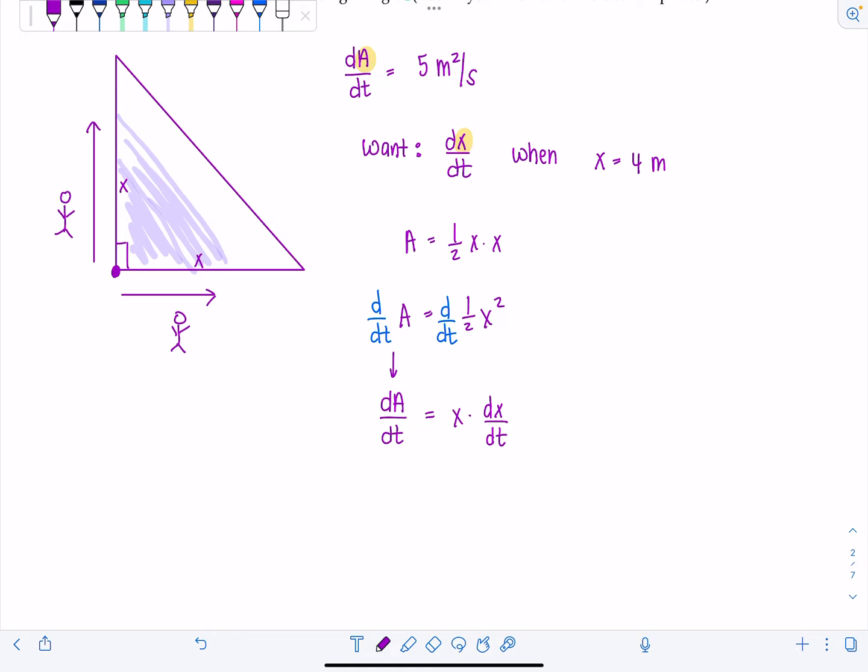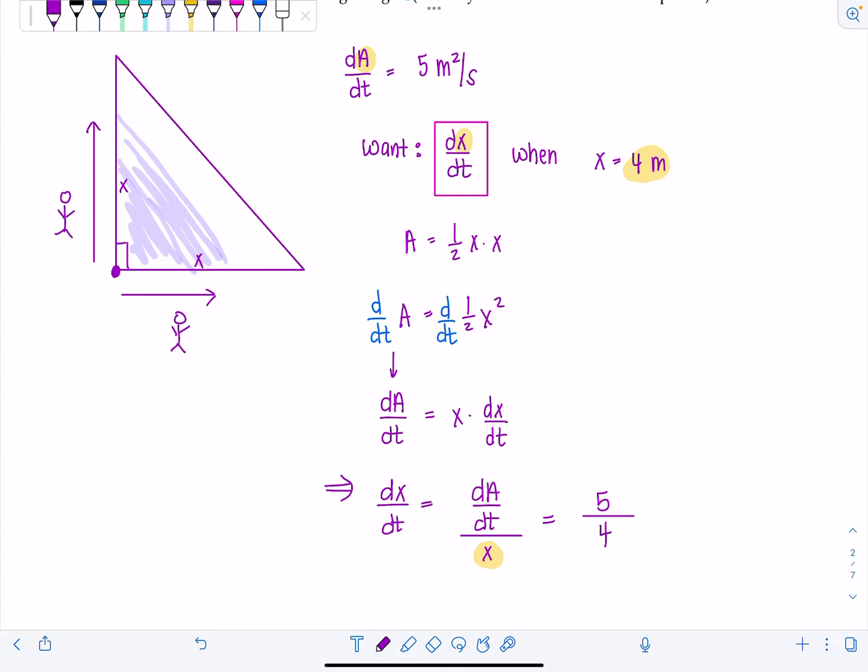Okay, and then let's see here. So we're trying to find dx/dt. I'm going to isolate it now. So we know dx/dt is equal to dA/dt divided by x. They gave me dA/dt, it's 5 meters squared per second. And x, now's the time where you can say, okay, I want this rate of change specifically when x is 4 meters.